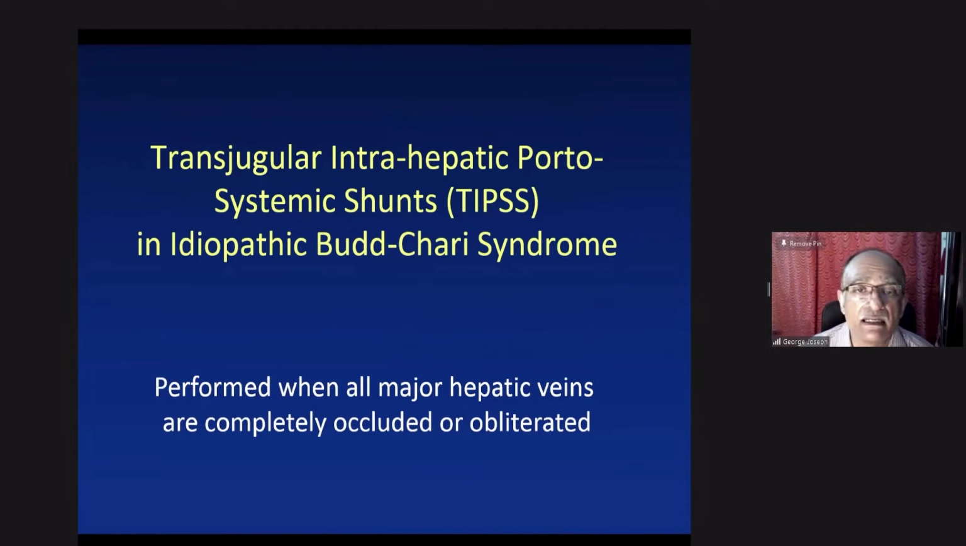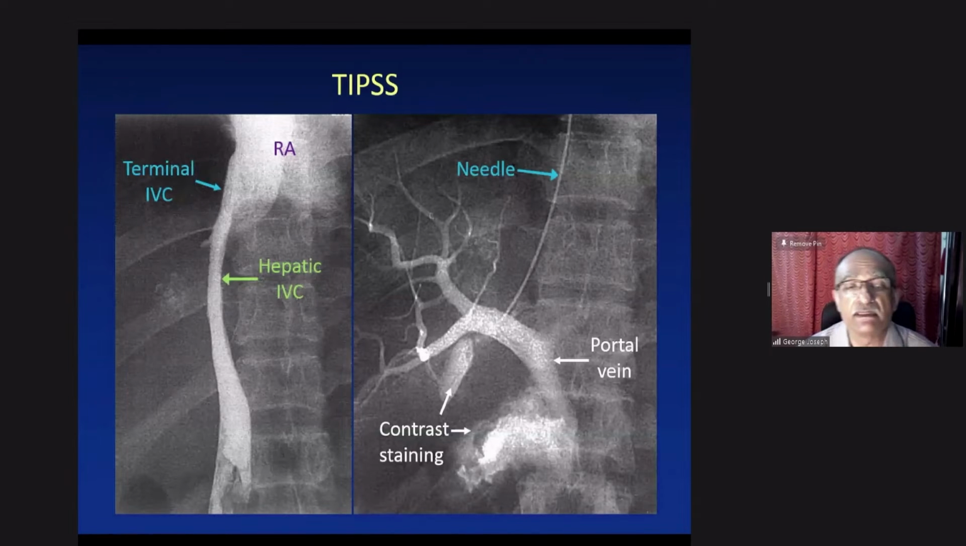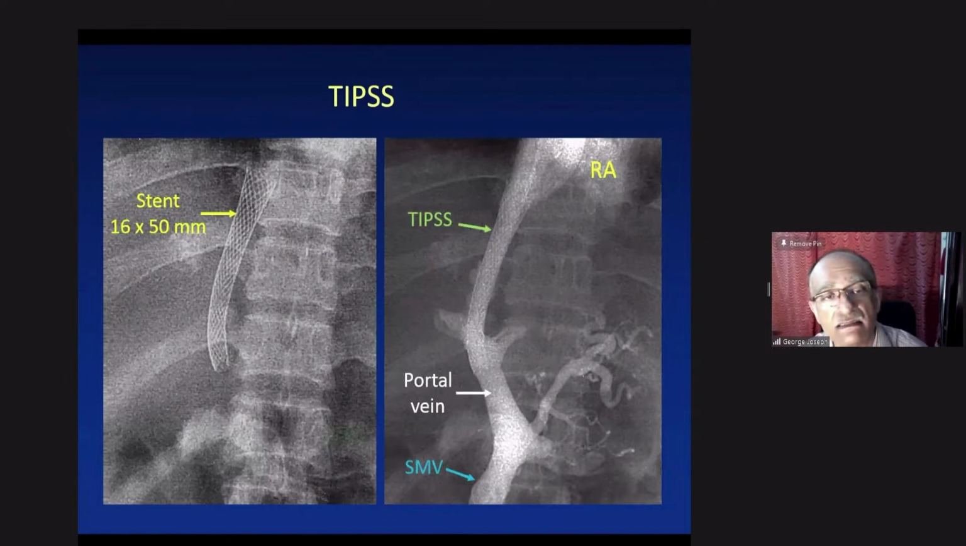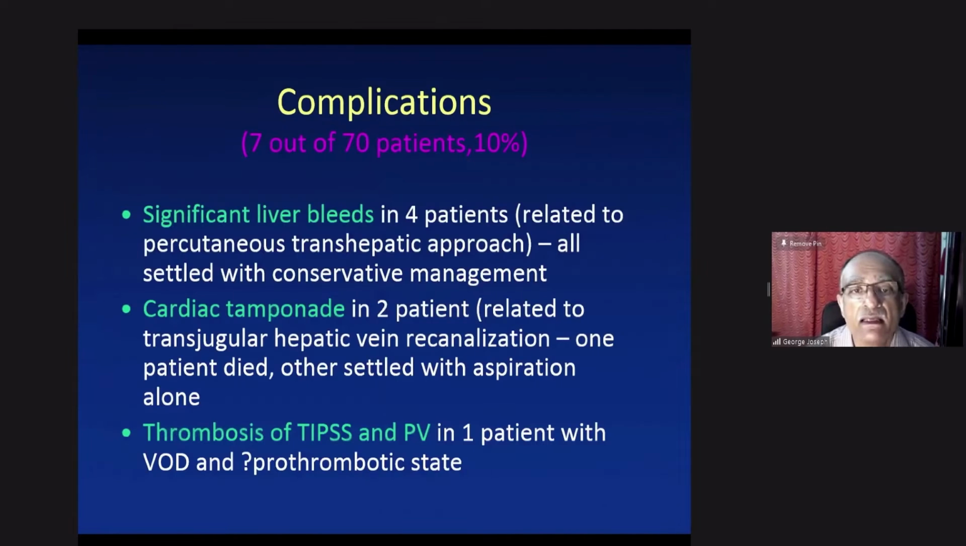What happens if the entire hepatic venous system is occluded or obliterated? So then you have to do a TIPS procedure. But the difference in this situation is we have to do it directly from the IVC into the portal venous system because the hepatic veins are not patent. So here's an example, needle passing from the IVC directly into the portal vein, and then we dilate that tract, and this intraparenchymal tract is then stented, usually with a covered stent, and this is the result that we get.